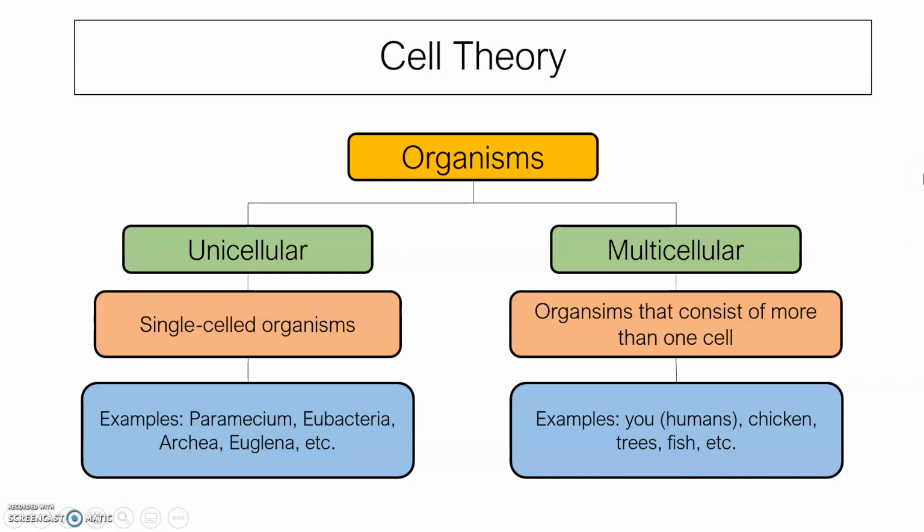So organisms are either unicellular or multicellular. Unicellular basically means that the organism is single-celled. It consists of one cell. Multicellular means that the organism consists of more than one cell. Examples of unicellular organisms are Paramecium, Eubacteria, Archaea, Euglena, etc. Whereas examples of multicellular organisms are humans, chicken, trees, fish, etc.